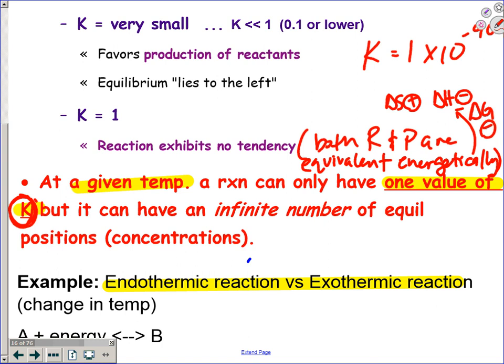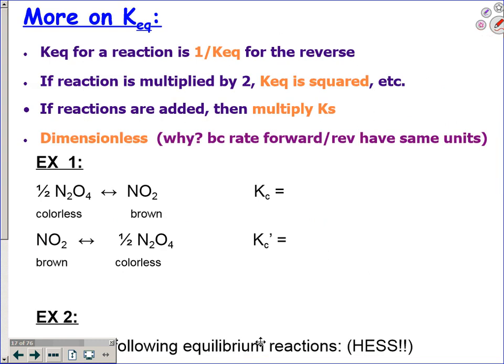So far, we know what K is. We know what the equilibrium graph looks like. We know how to write the K expression. We know K big and K small. Good? We don't know a whole lot yet, but we're still getting further. Okay. So, do you remember in Hess's law, if we multiplied a reaction by 2, what did we do to delta H? We multiplied delta H by 2. We said, whatever we did to the reaction, we did exactly the same to delta H.